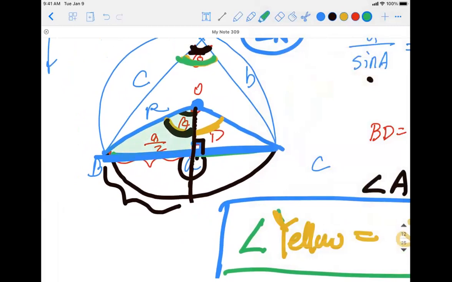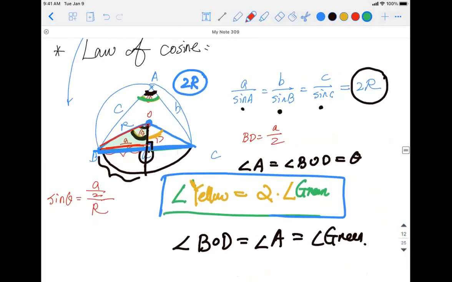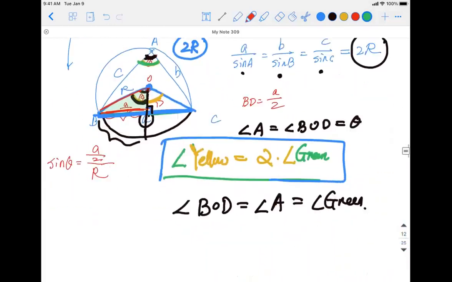This is a right triangle, right? So according to our definition, sine theta will be equal to this guy over this guy. This guy is A over 2, and this guy is R. BD is A over 2, BO is R. So sine theta equals A over 2R.